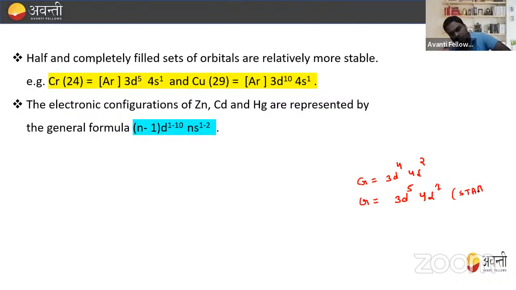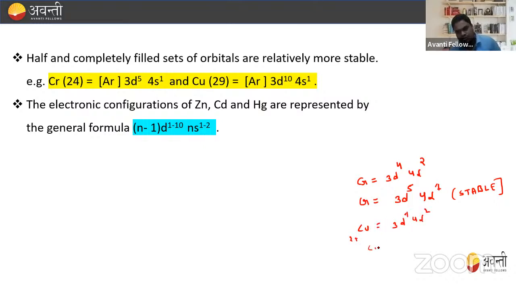This is much more stable because they have an electronic configuration that is half filled, right? So half filled and completely filled sets of orbitals are relatively more stable, like chromium having electronic configuration 3d5 4s1. Similarly, copper having atomic number 29, we know the electronic configuration is 3d9 4s2.